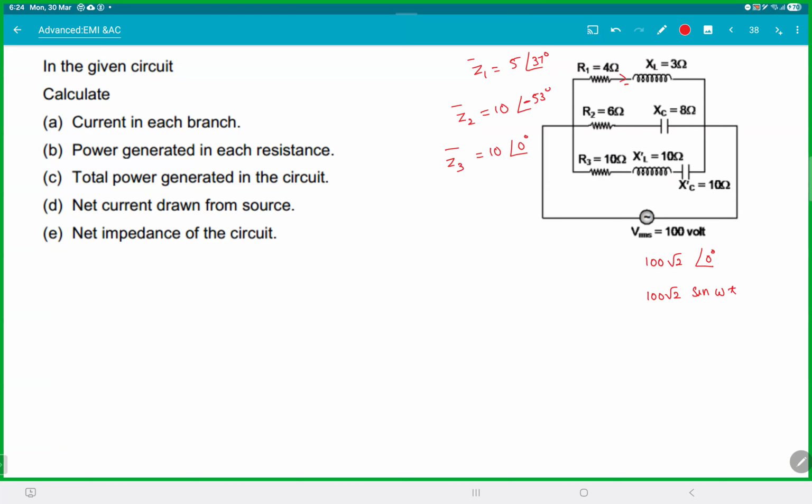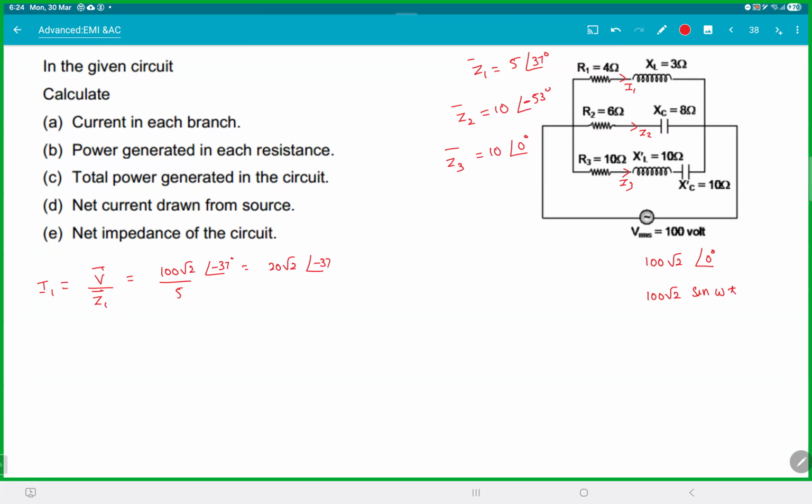And then what do you want to find? The current. So let this be I1, let this be I2, let this be I3. So current I1 is simply voltage by Z1 bar. You just use your regular Ohm's law. So that would be 100 root 2, 0 by 5. That 37 will go up, so minus 37. So that would be 20 root 2 minus 37.